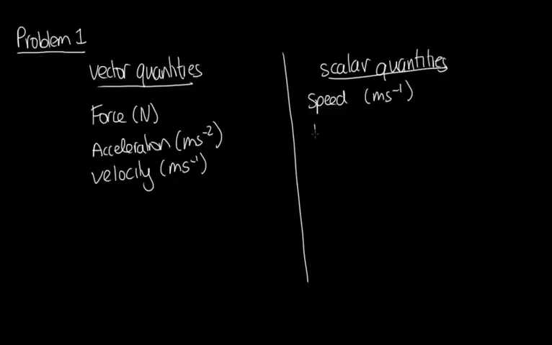Now time doesn't have a direction, so that's a scalar quantity and it's measured in seconds. Momentum does have a direction, and there's a couple of different units we can use. We can use kilogram meters per second or Newton seconds.